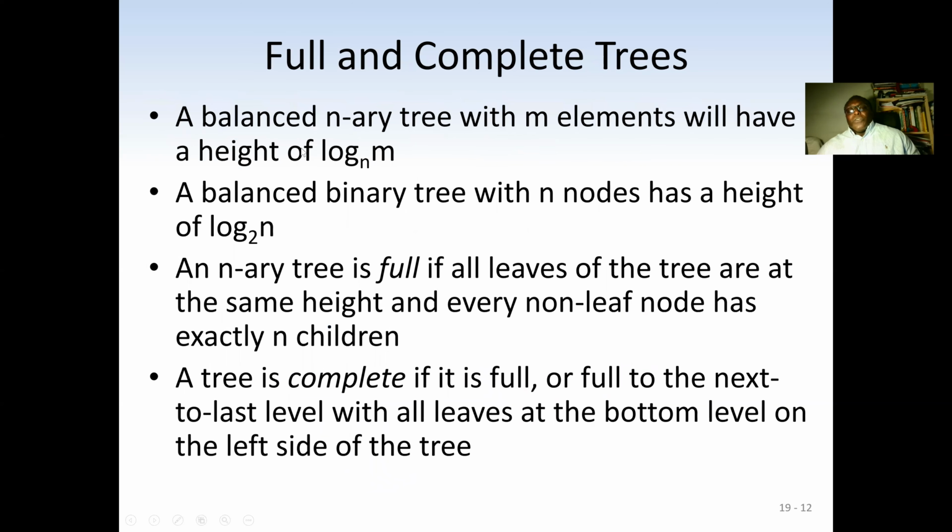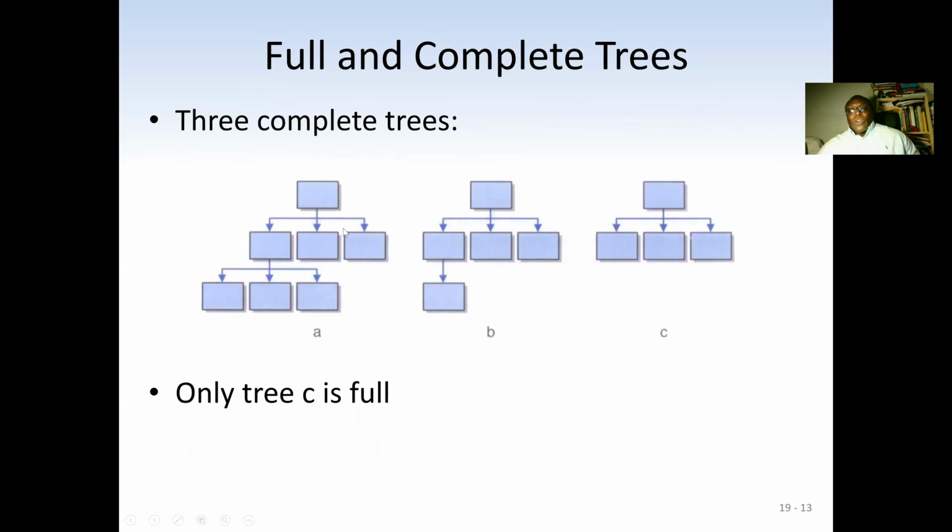Also, we have what we call full and complete trees. A full tree is a tree in which all the leaves are in the same level. So in this example, A is a balanced tree, but it's not a full tree. C is the full tree because we can see all the leaves are in the same level. This is balanced, B is balanced, and A also is balanced. So only C is a full tree.